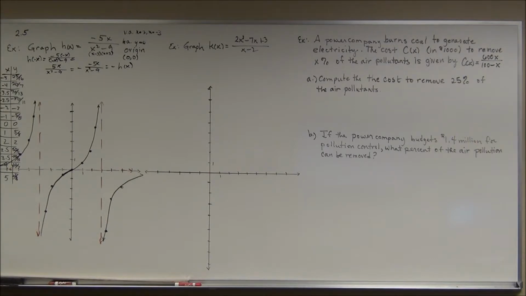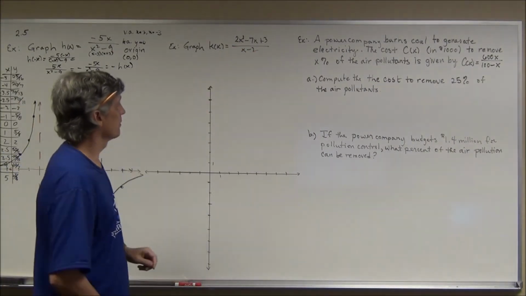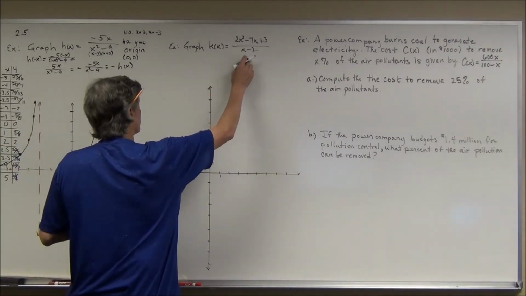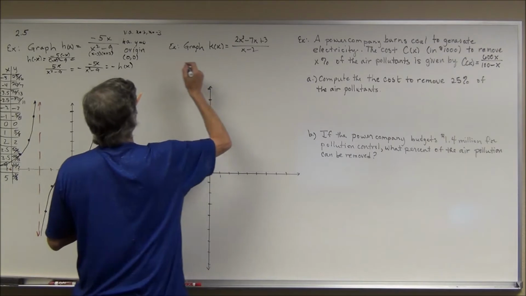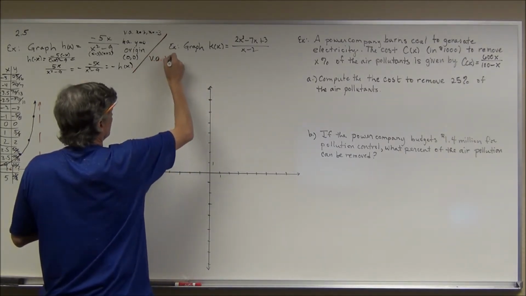Alright, now I haven't done one with an oblique asymptote. I've got that one coming this way. I'm going to graph k of x is equal to 2x squared minus 7x plus 3 all over x minus 2. Well, I can see right away that I have a vertical asymptote. Let's see where I can put all this information. I have a vertical asymptote at x equals 2.